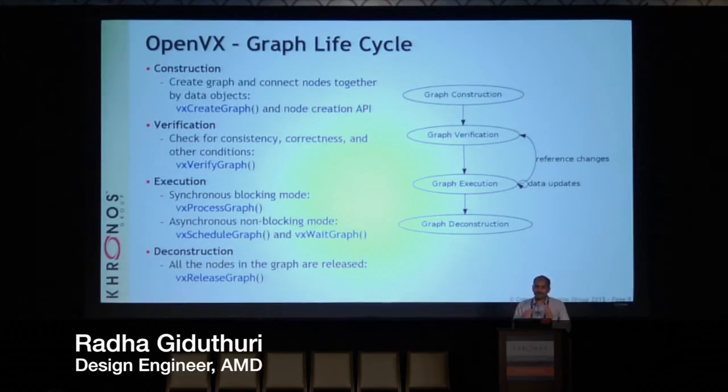The thing here is, once you verify, you can keep running the same graph again and again. The only time you need to re-verify the graph is if, let's say, all of a sudden you change the camera or your image resolution changes. Then you want to ask the framework to verify it again, because a lot of the assumptions that were made are not applicable anymore.